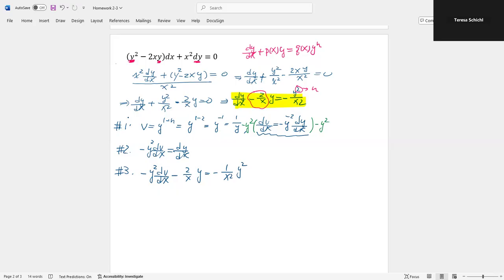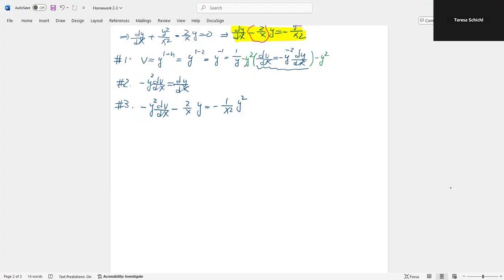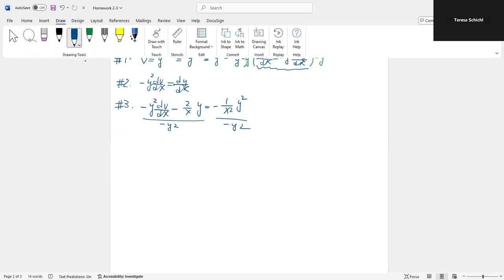Okay, so do we still remember what is the next step here? Yes, we want to get rid of whatever constants are in front of the dv dx to make sure this is the change to a first order ordinary differential equation. So what do we need to do here? We will divide by negative y squared. Let's divide by negative y squared and see what happens here.